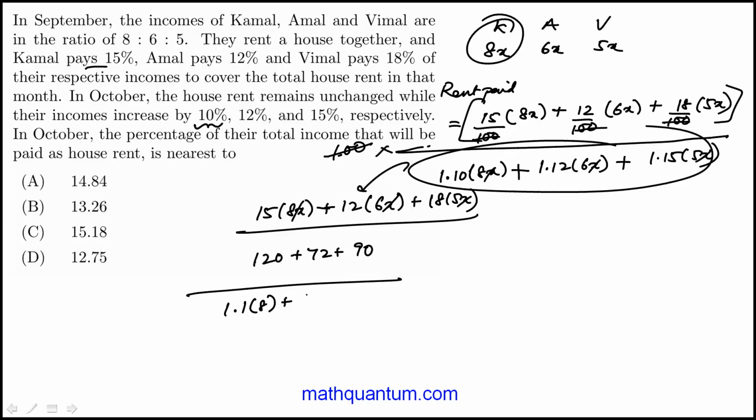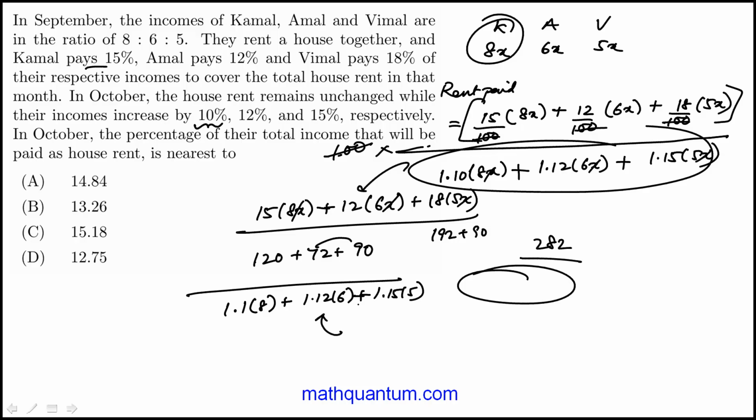So at this stage, you want to use a calculator because these numbers are not nice enough to just do by hand. Some of it you can do. So that's 192 plus 90, so it's 282 over this. And if you compute this, you will get very close to 13.26, which is the answer.